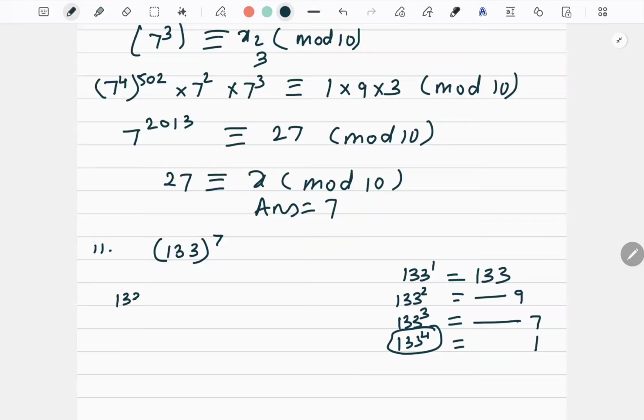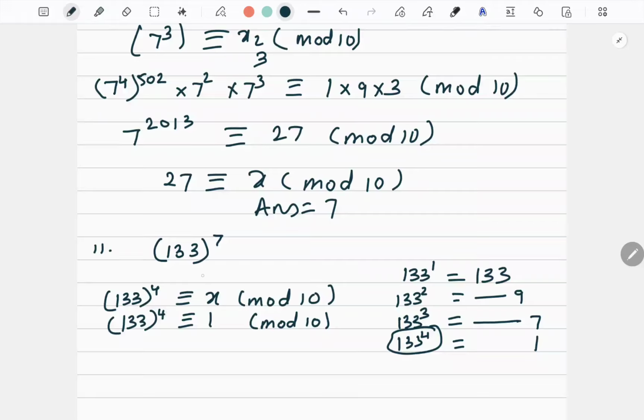So this power 4 is working. So I will start like this. 133 power 4 congruent x mod 10. So this will come 1. Now from power 4 I want to go to power 7. Correct, I want to go to power 7. 4 I already have. So how much do I need? I need just 3. So x mod 10. And we know power 3 means the last digit is 7. So x will be 7.